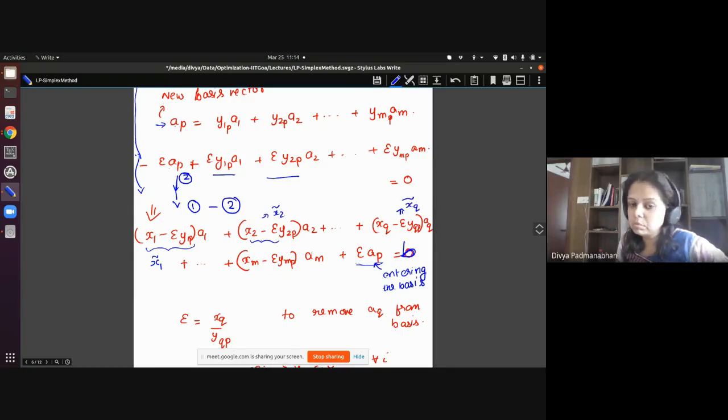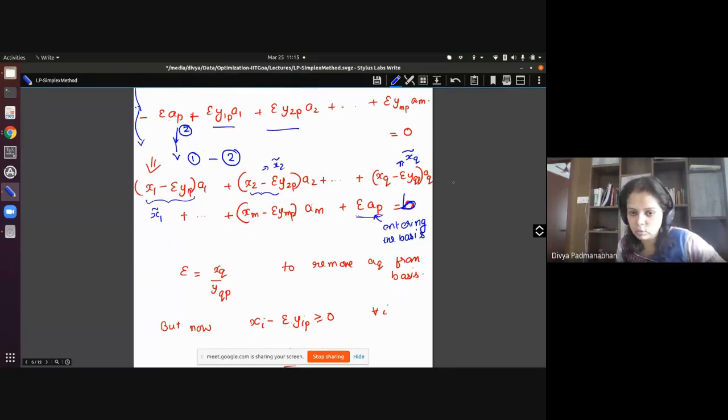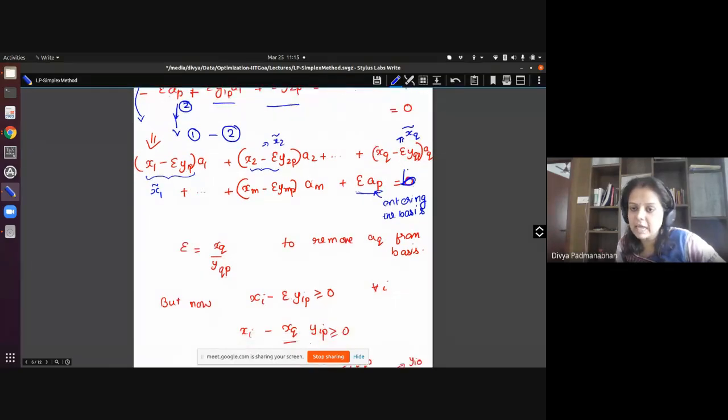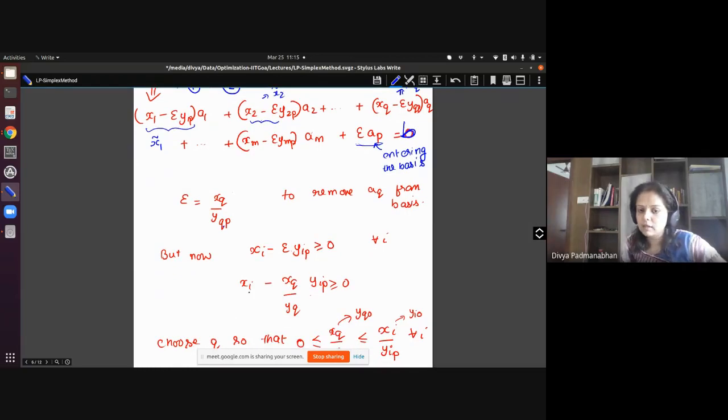As epsilon is some positive quantity, these other values, x1 tilde up to xm tilde, will either increase, decrease, or remain the same. You want one of them to leave. Let's say the qth one is going to leave, so xq minus epsilon yqp has to become zero. For that to happen, epsilon has to be fixed to xq by yqp. It's just an alternate view of whatever I told you, and you want all these x1 tilde, x2 tilde and so on to be greater than or equal to zero, including this epsilon. So that's why this condition comes.